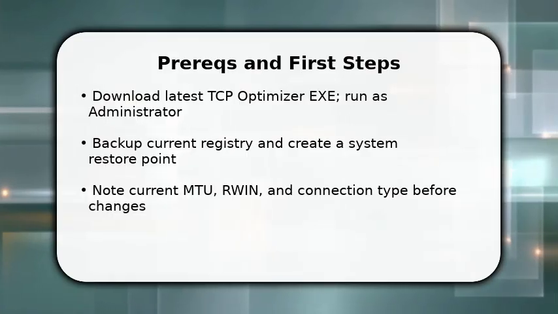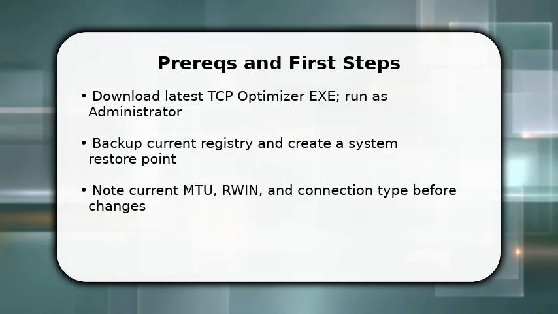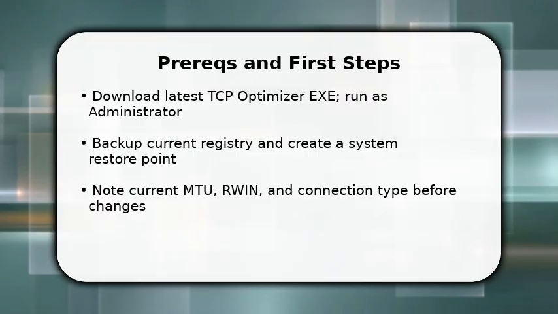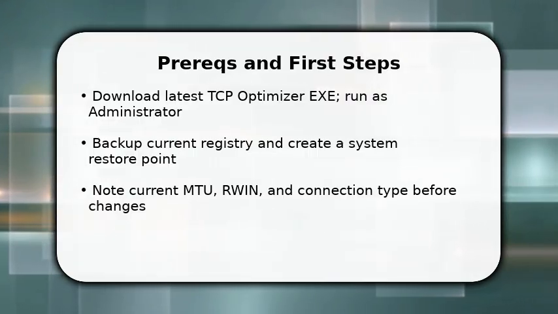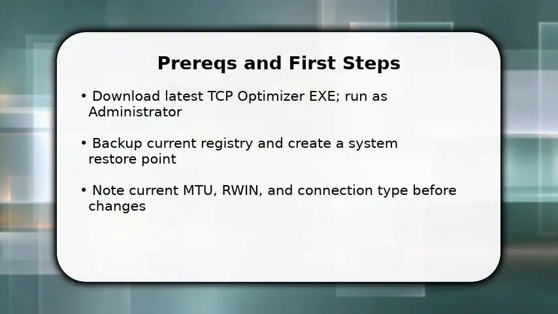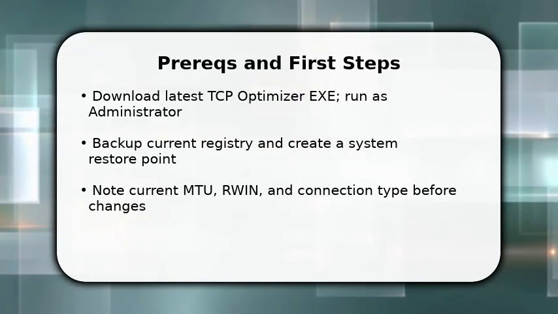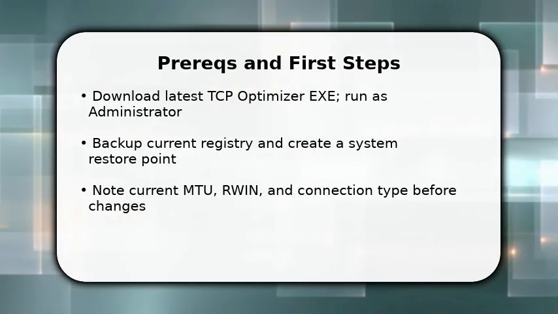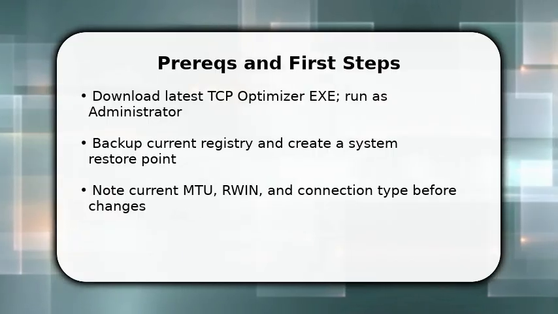You start by confirming prerequisites. Run TCP Optimizer as administrator and make a system restore point so you can roll back if needed. Once done, export your current registry or save the program's backup file. This preserves MTU, RWIN, and other settings. You should also identify your connection type and current values displayed in the right pane.